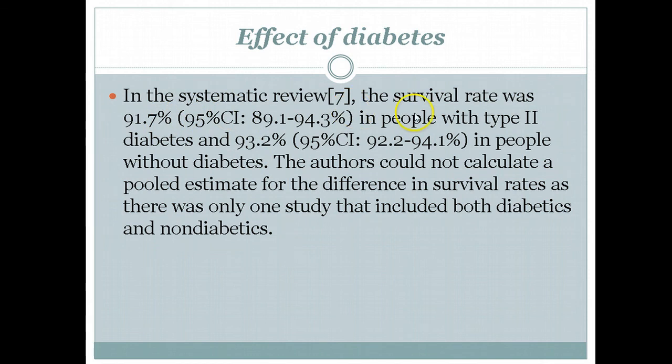In the systemic review, the survival rate was 91.7% in people with type 2 diabetes and 93.2% in people without diabetes. So in their systemic review, the difference between the patient with diabetes and without it was from 91.7 to 93.2. Based on that, the author could not calculate a pooled estimate for the difference in survival rate, as there was only 1 study that included both diabetic and non-diabetic patients.